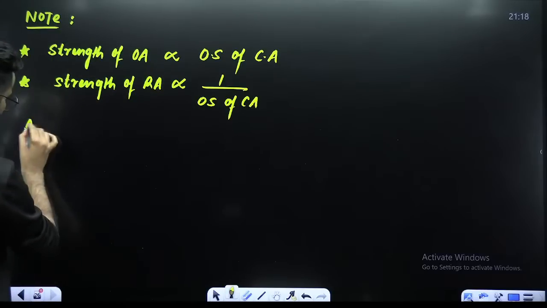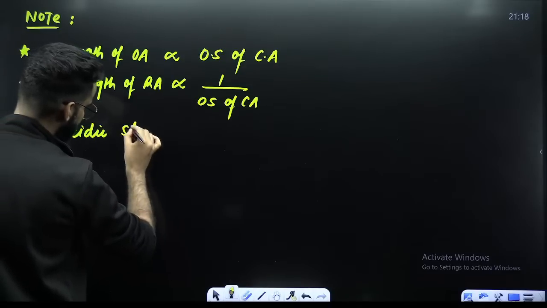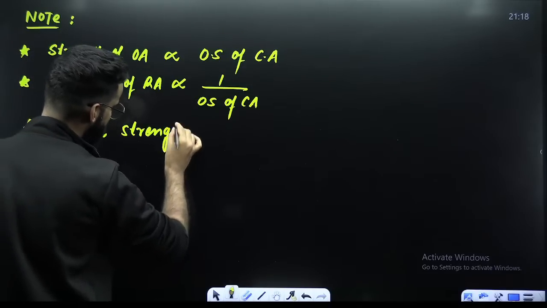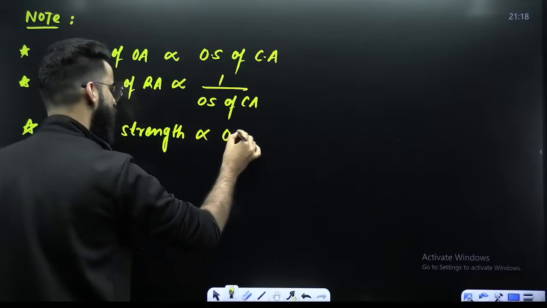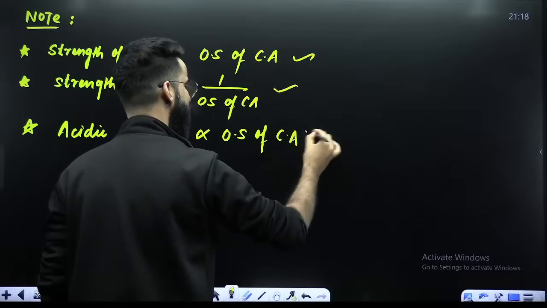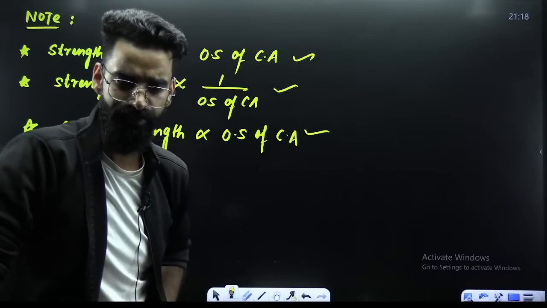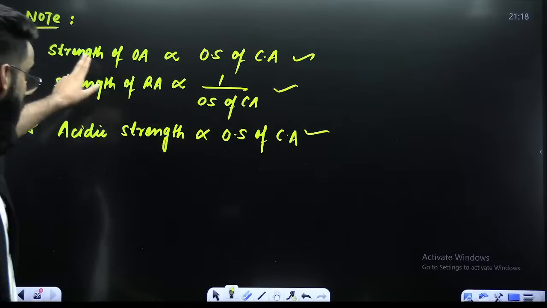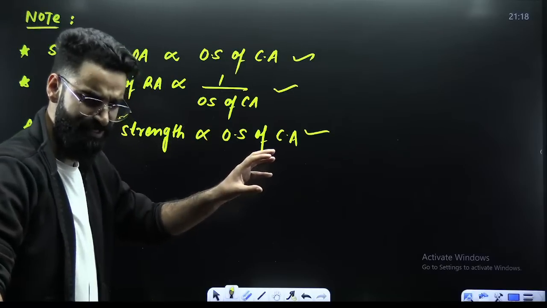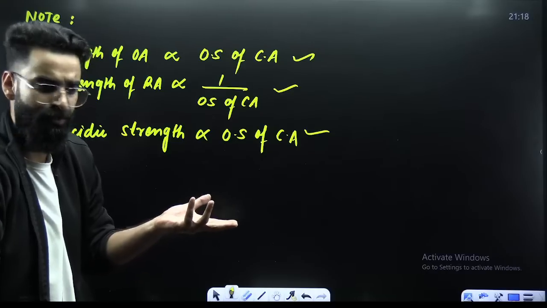They might ask you a question related to acidic strength. They'll give you certain acids and ask which of the following is a strong acid. It is directly proportional to the oxidation state of the central atom. Remember these three things. You're sorted. First one: they'll give you a lot of oxidizing agents and ask which one is the better oxidizing agent, which has more strength. Similarly, strength of reducing agent, and acidic strength.